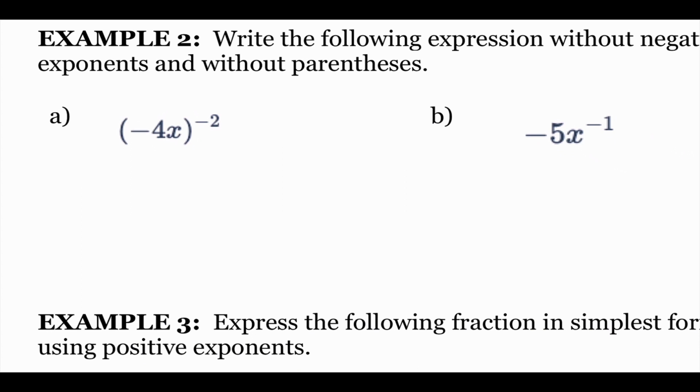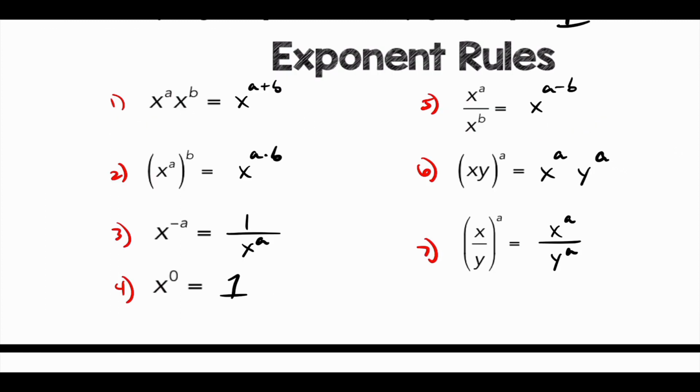Okay, so I have parentheses. What do my rules say when I have parentheses? I have a negative 4 times x. They're both squared. What do my rules say? Which rule is that going to be? Number 6, yeah, rule number 6, right? -4 times x to a power. And what does the rule say? Give them both that power. That's what I'm going to do.